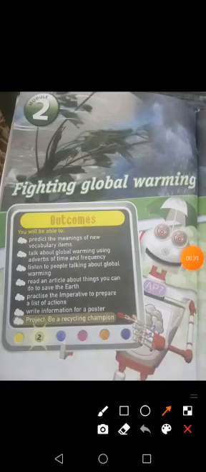So today, our lesson is about fighting global warming. Here we have a new unit, right? Open your book, page 16. What's the title of this new unit? The title of this new unit is Fighting Global Warming, right? What does global warming mean?